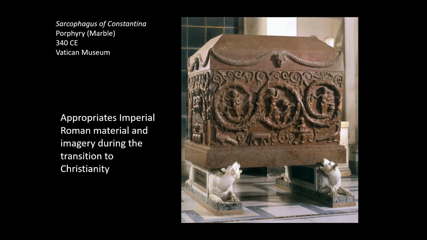This is made from porphyry, which is a kind of marble. And at the time, it was only available through royal quarries, and it dropped out of use when the quarries were no longer being used. So what's interesting here is the Christian emperor of Rome had this made for his daughter out of this traditional Imperial Roman material, the porphyry or marble, and it shows both pagan Roman and Christian iconographic, or symbolic pictorial, elements.